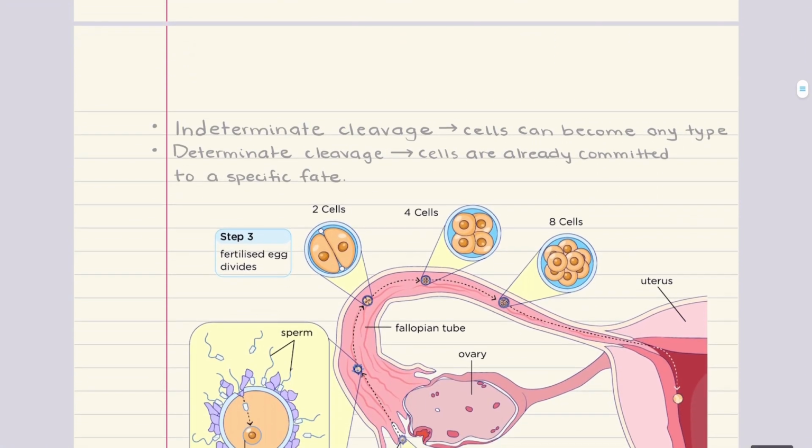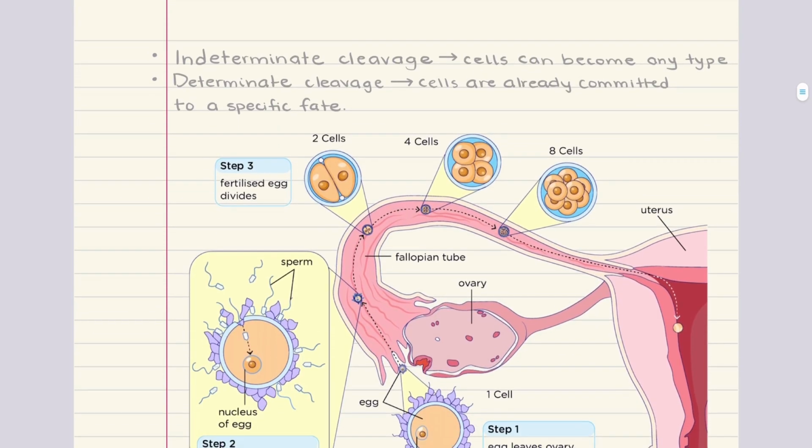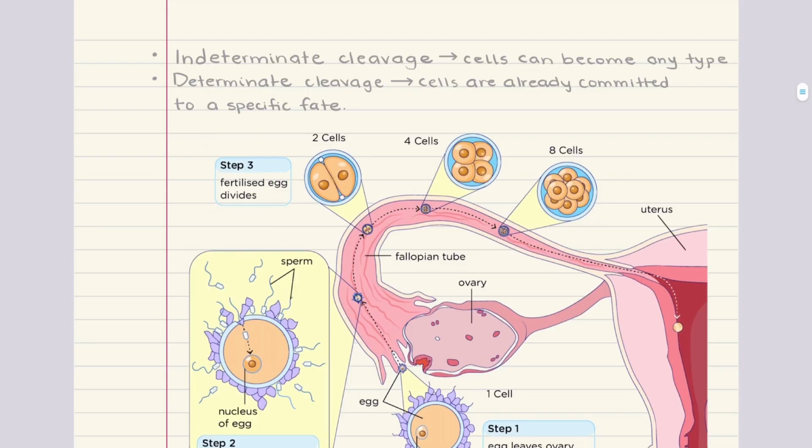Now, depending on how the cells divide, cleavage can be classified in two ways: indeterminate or determinate. Indeterminate cleavage means that each of the resulting cells still has the potential to become any cell in the organism. In other words, they're not locked into a specific role yet. This is the kind of cleavage that allows for the formation of identical twins because each cell is still capable of developing into a full organism.